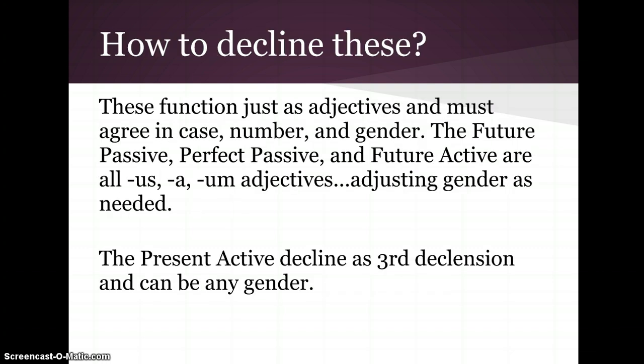To decline these adjectives, you just have to make sure they agree in gender, number, and case with the noun or pronoun that they go with. The future passive, perfect passive, and future active are all us, a, um adjectives, which means that they decline like any other noun that ends in us, a, or um. The present active declines as a third declension adjective because it ends in ns and ntis, and they can be any gender respectively.